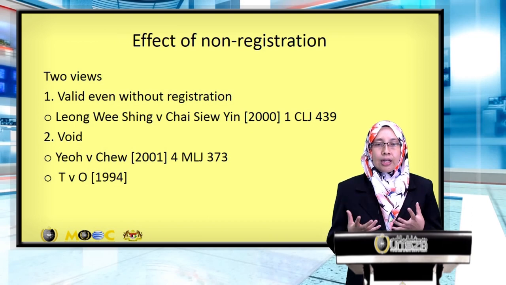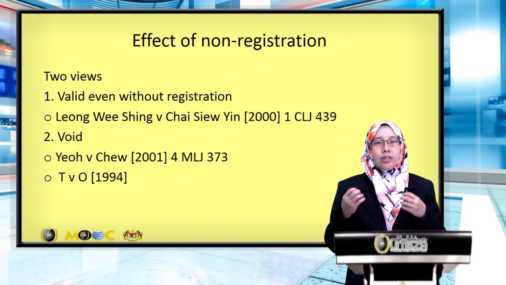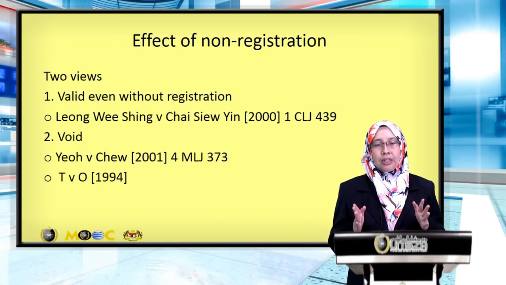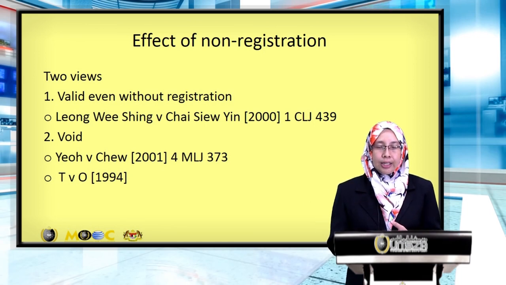And the second view says that the contract is void, so the parties need to marry again and solemnize their marriage again. And this has been illustrated in the case of Yoh and Chiu. And that is the end of my lecture.